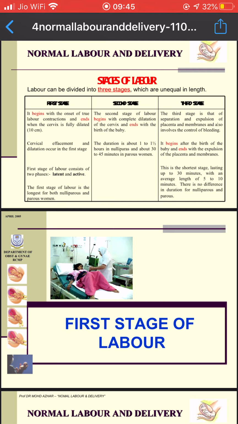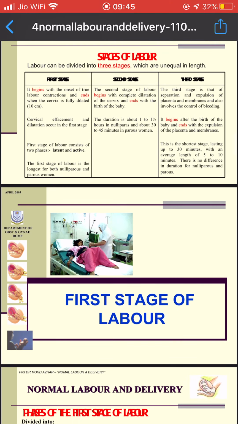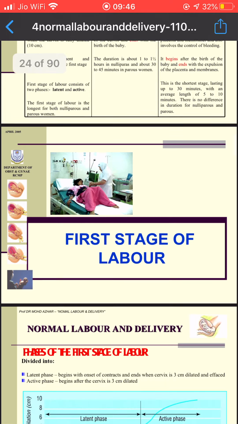Third stage. The third stage is when there is separation and expulsion of the placenta and membranes, and it also involves the control of bleeding. It begins after the birth of the baby and ends with the expulsion of the placenta and membranes. This is the shortest stage, lasting up to 30 minutes with an average length of around 5 to 10 minutes. There is no difference in duration for nulliparous and multiparous.